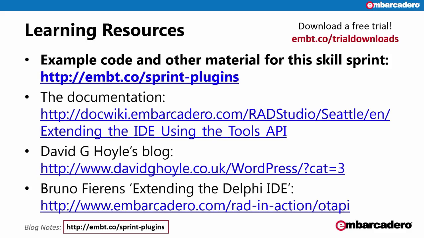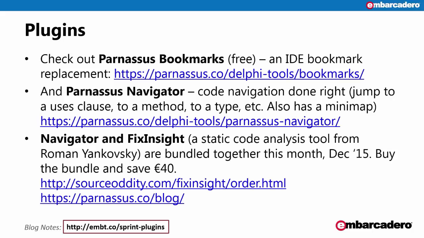So what resources are out there for learning more about plugins? Well, the example code for this skill sprint will be available, so you can download it at the URL you can see on the screen, embt.co/sprint-plugins. The documentation, the DocWiki, actually has quite a lot of material as well, and there are a couple of other resources that I would highly recommend. The first is David G. Hoyle's blog. He has written a large number of posts investigating all sorts of parts of the Open Tools API. And the second is Bruno Fierens' Extending the Delphi IDE. That's available on Embarcadero.com. So we'll move on to questions and answers in a moment.